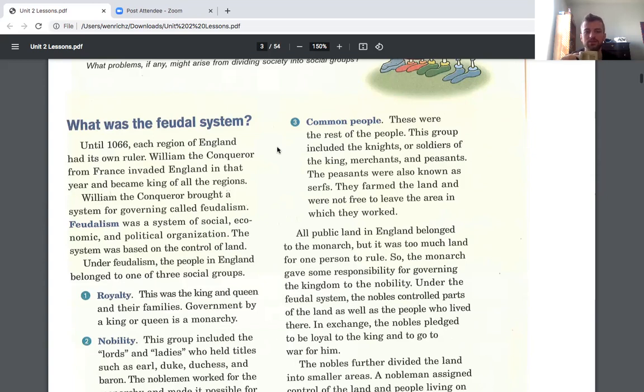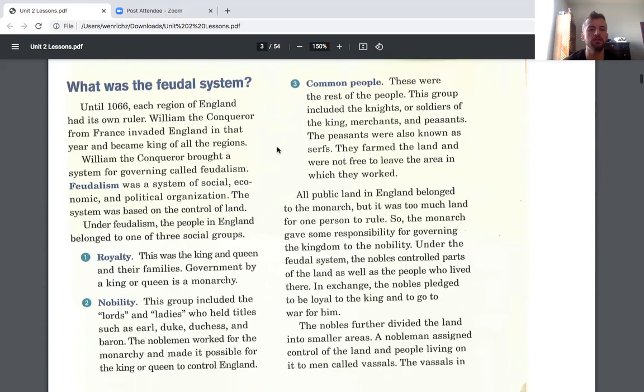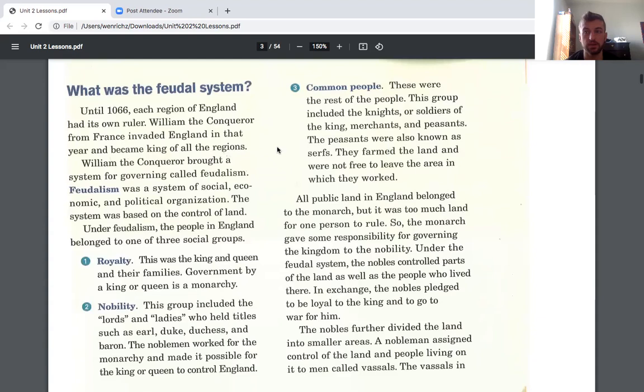William the Conqueror brought a system for governing called feudalism. Oh, look at this. Feudalism was a system of social, economic, and political organization. The system was based on the control of land. Under feudalism, the people in England belonged to one of three social groups. And again, let's just apply the PEX filter. Number one, royalty. This was the king and queen and their families. Government by a king or a queen is a monarchy.